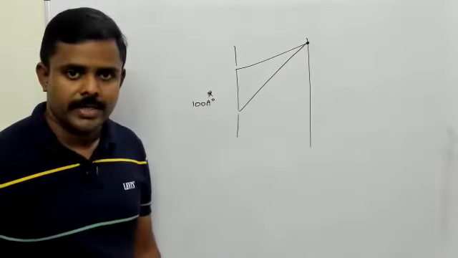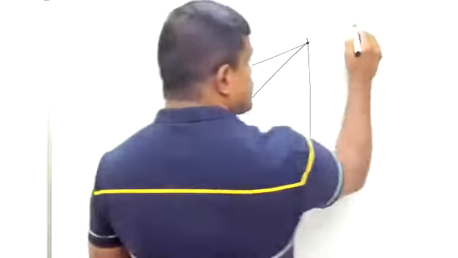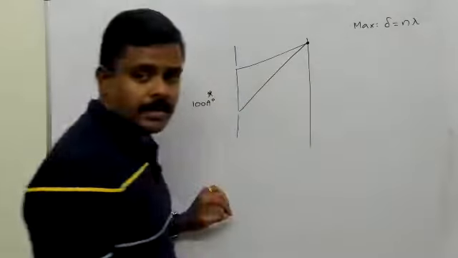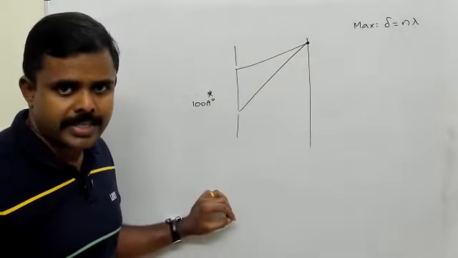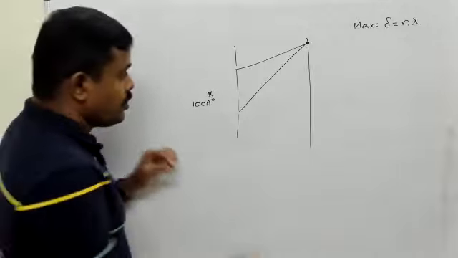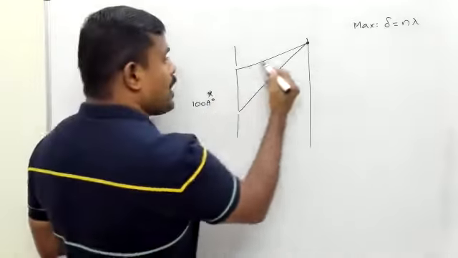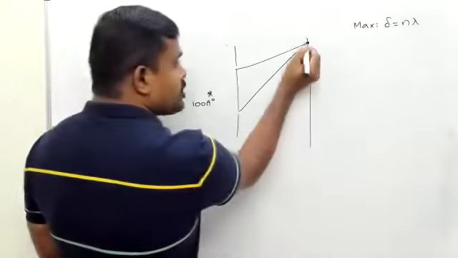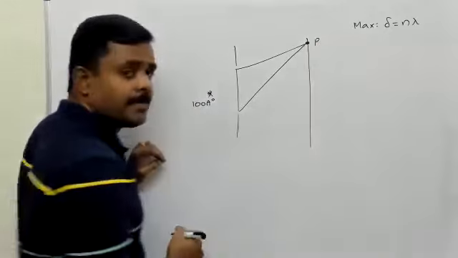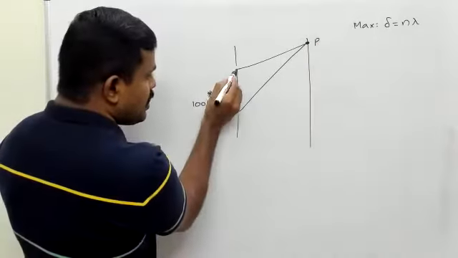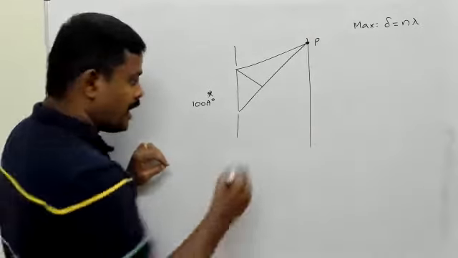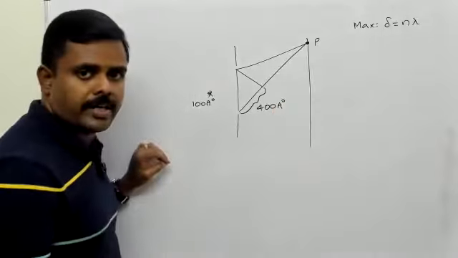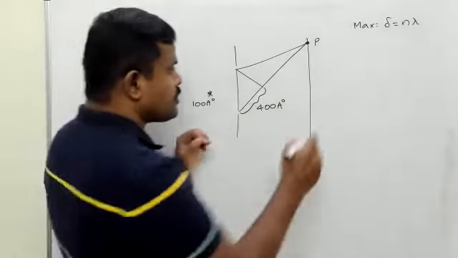What was the condition for maximum you wrote? Delta is equal to n lambda, right? That was the condition you wrote. Let us check it out. This is the path of the first wave, and this is the path of the second wave. I need to check if this is a maximum, a bright band, or not. How do I find out? I draw a perpendicular and measure this distance. I get it as 400 angstrom. So what is the path difference you got?